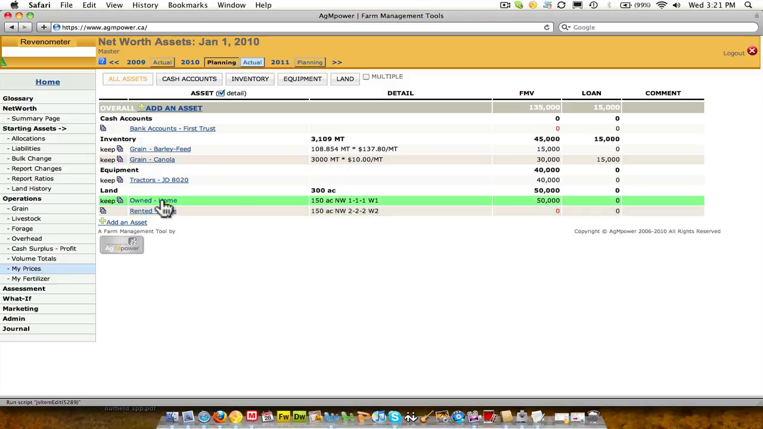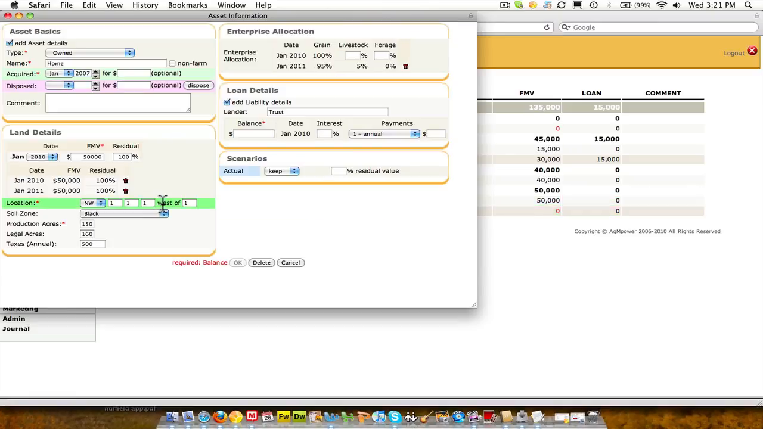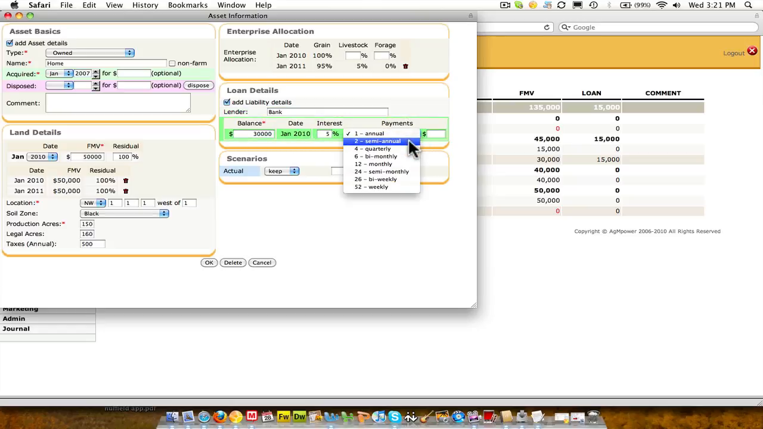So here we have this home quarter. We don't have a liability yet, so you check off on this add liability details, put in who the lender is, how much the balance is at the beginning of the year, what the interest rate is, the number of payments per year, and then the size of the payment. So this would be a $5,000 semi-annual payment, which would be $10,000 a year. And we'll hit OK.